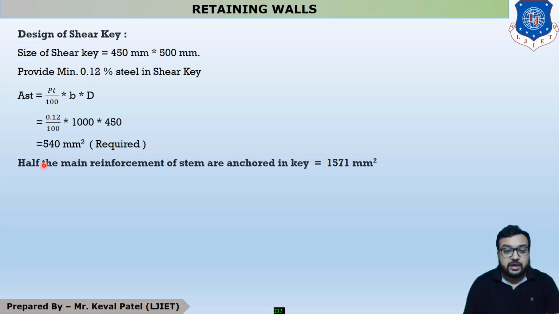Now you all know that half of the main reinforcement of the stem is anchored in the shear key. We have to provide a total of 3142 mm square in the design of the stem. So what is the value of half? The value of half is 1571 mm square. You know our minimum Ast required is 540, but 1571 mm square of steel is already coming from the stem. So no extra steel is provided in the design of shear key.